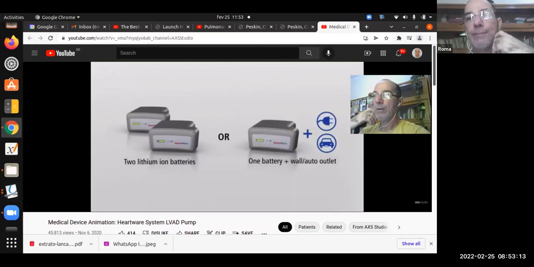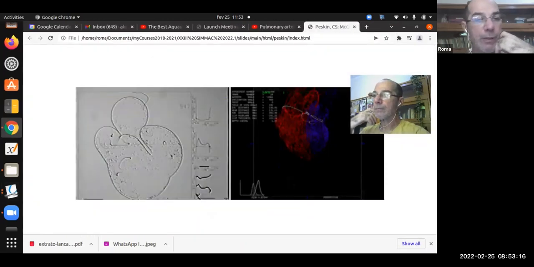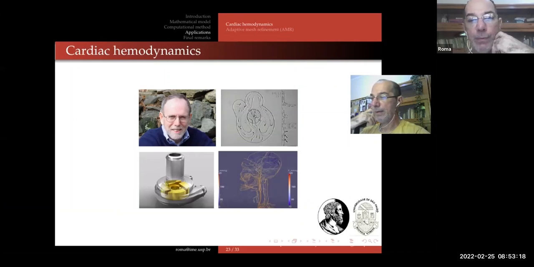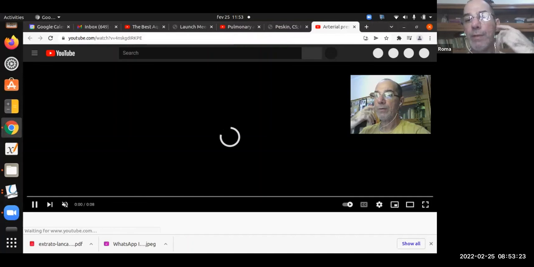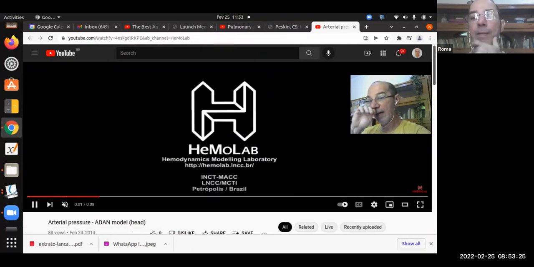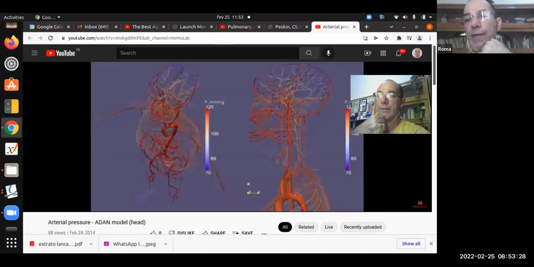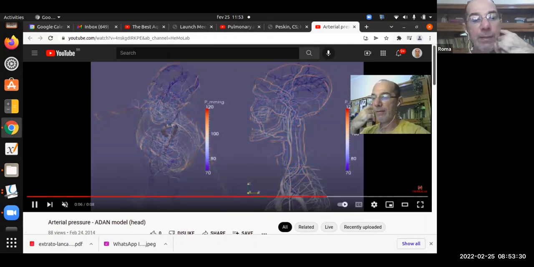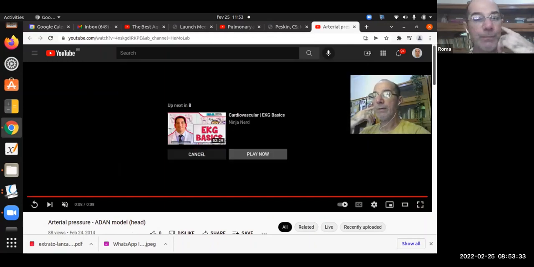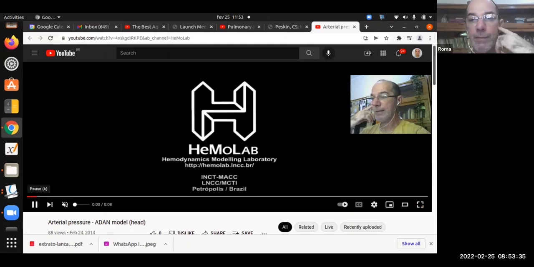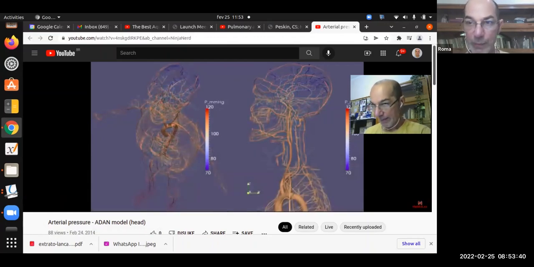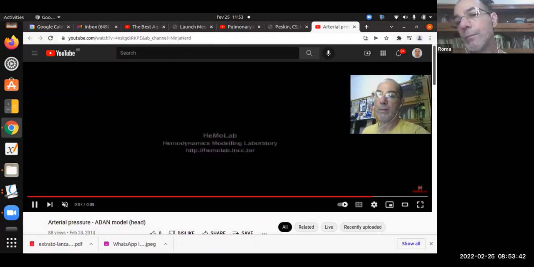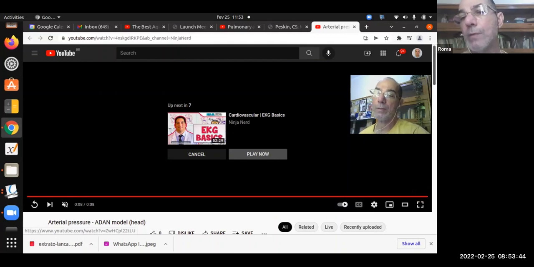Other than that, I can mention, for example, numerical simulations of the entire network of veins and arteries, right? This is arterial pressure, and it's a mathematical and geometrical model developed here in Brazil at the Laboratório Nacional de Computação Científica, Rio de Janeiro, okay?